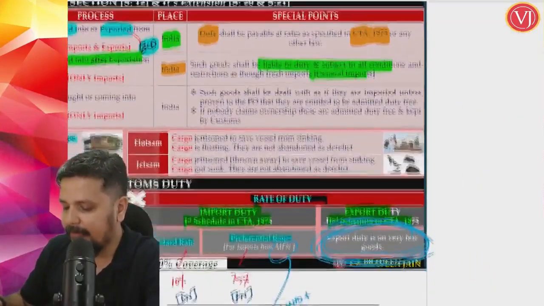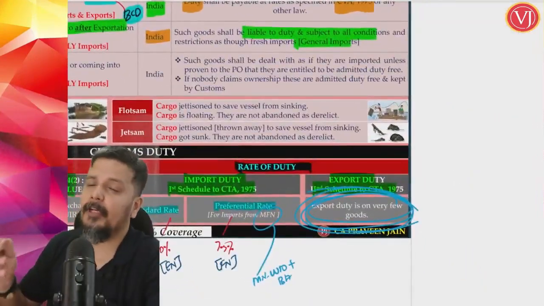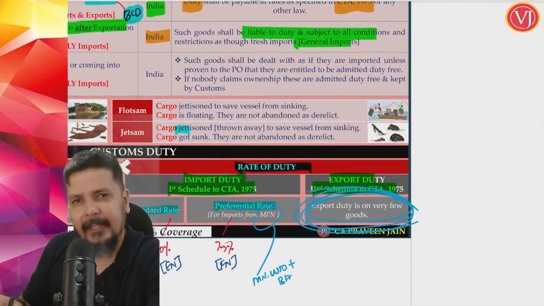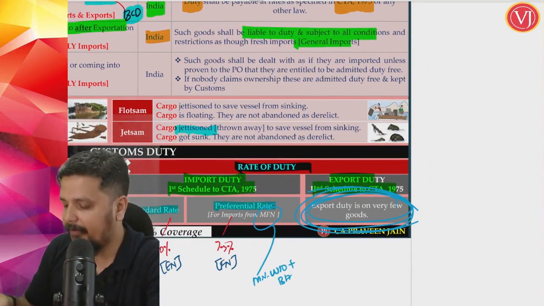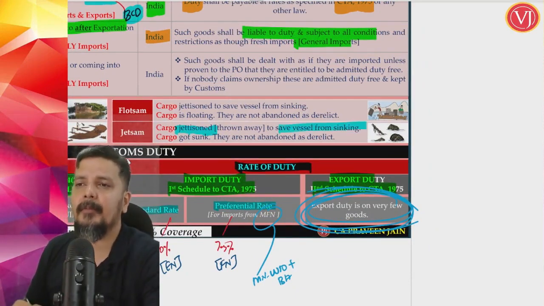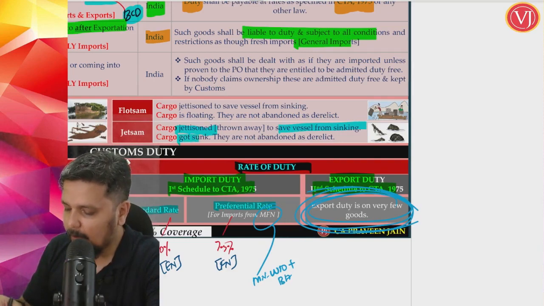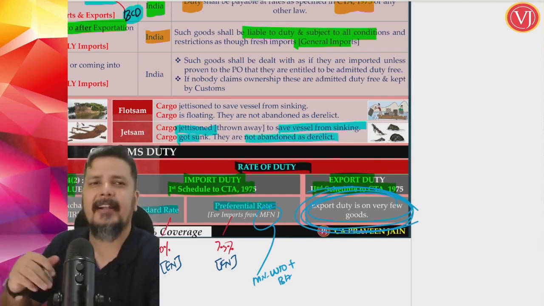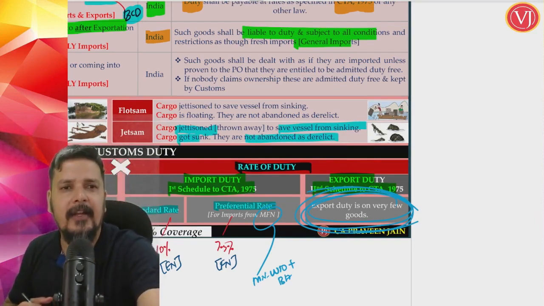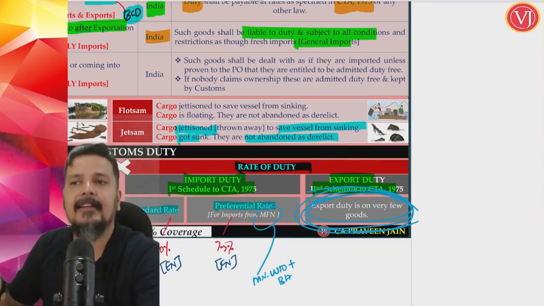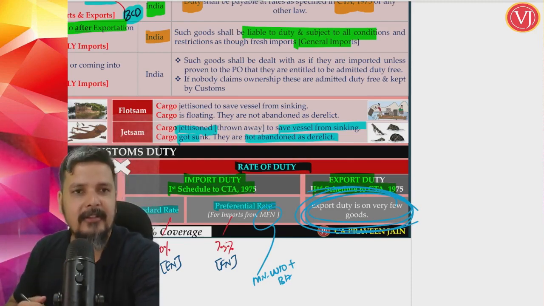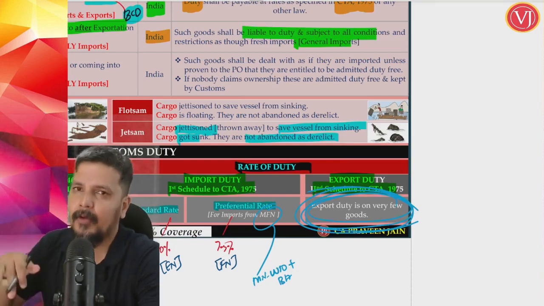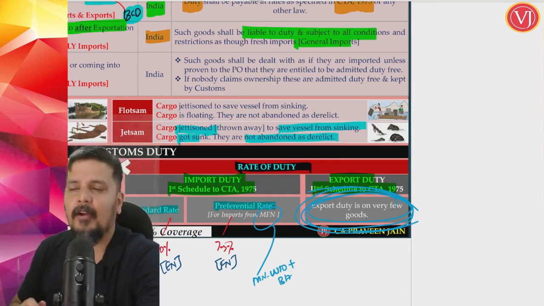But what is jetsam and flotsam? First, you need to understand jetsam, then you will understand flotsam. Jetsam means the cargo, only goods, which are jettisoned or thrown away from the vessel in order to save the vessel from sinking. Such cargo will sink and is not abandoned. They are thrown. At times they will mark it, saying this is the area where we have thrown it, so next time when we come with other tools or equipment, we will try to take it away. So that is jetsam. It is thrown in, goes deep inside and does not float.